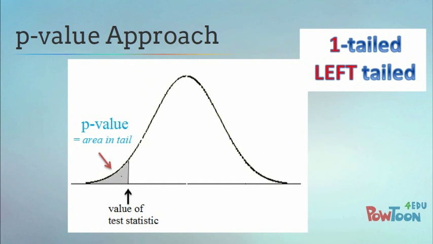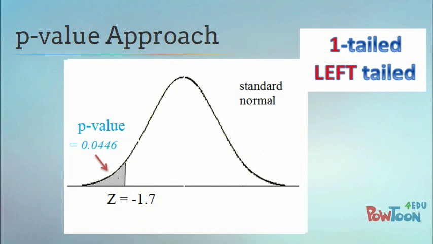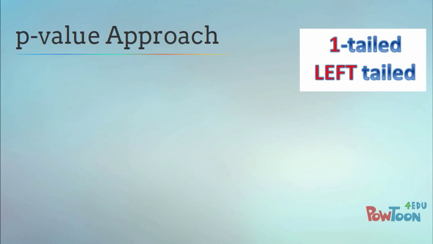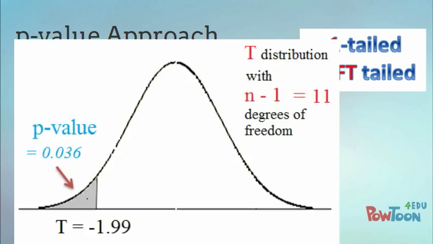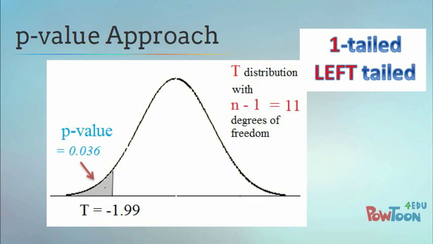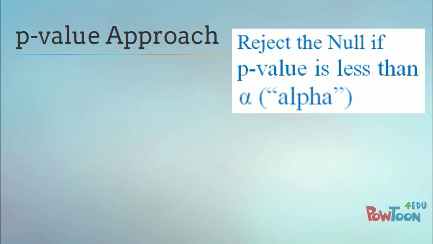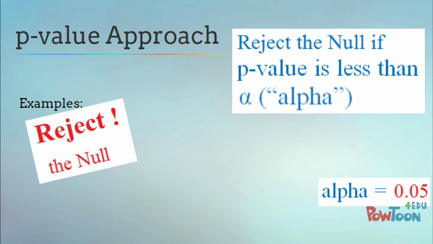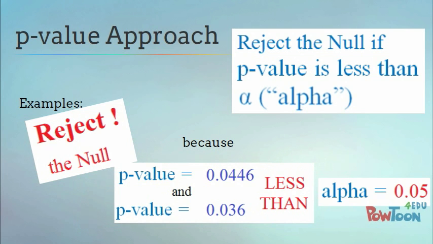test statistic. For example, if the z-statistic was negative 1.7, the p-value, that is the probability that a normal is less than negative 1.7, is 0.0446. If we had a t-statistic, for example, negative 1.99 and a sample size of 12, the p-value is the probability that a t with n minus 1 or 11 degrees of freedom is less than negative 1.99, which is 0.036. As always, we reject if p is less than alpha. For example, if alpha were 0.05, we would reject in both these cases because both p-values are smaller than 0.05.